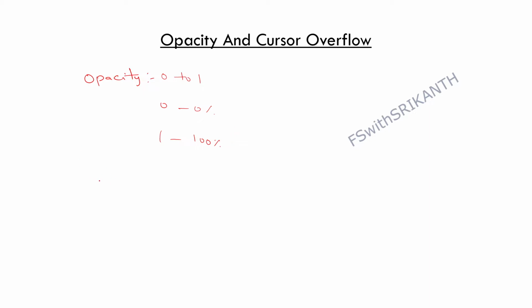The next one is cursor. What is a cursor? When the user places the cursor on a particular element, the cursor pointer will be changed, like cell, copy, no-drop, resize, n-resize, s-resize, not-allowed, and move. So we can change to different kinds of cursors with the help of the cursor property.